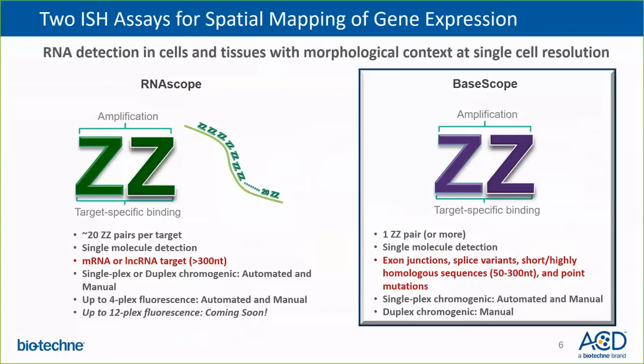The BaseScope assay is a more specialized assay designed for the detection of exon junctions, splice variants, highly homologous or short sequences that are between approximately 50 and 300 nucleotides. We can also detect validated point mutations such as KRAS and BRAF mutations. BaseScope is a 1Z or pair probe or slightly more, and we have an additional amplification step that allows us now to get down to the single ZZ pair. BaseScope is available as a singleplex or duplex chromogenic assay on either manual or automated platforms.